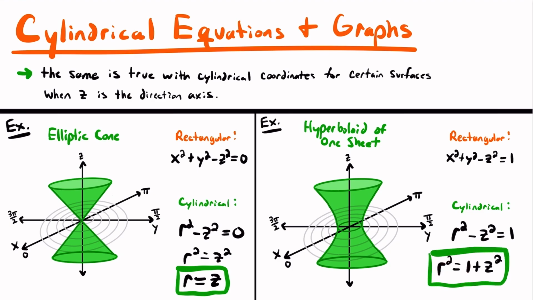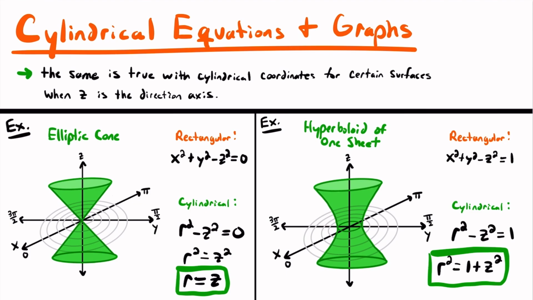But the point here is that these cylindrical equations are a lot simpler than their rectangular counterparts. They're going to be easier to work with in certain situations. So it's going to be good to know how to convert from a rectangular equation for a surface in 3D to an equation in cylindrical coordinates for a surface in 3D.